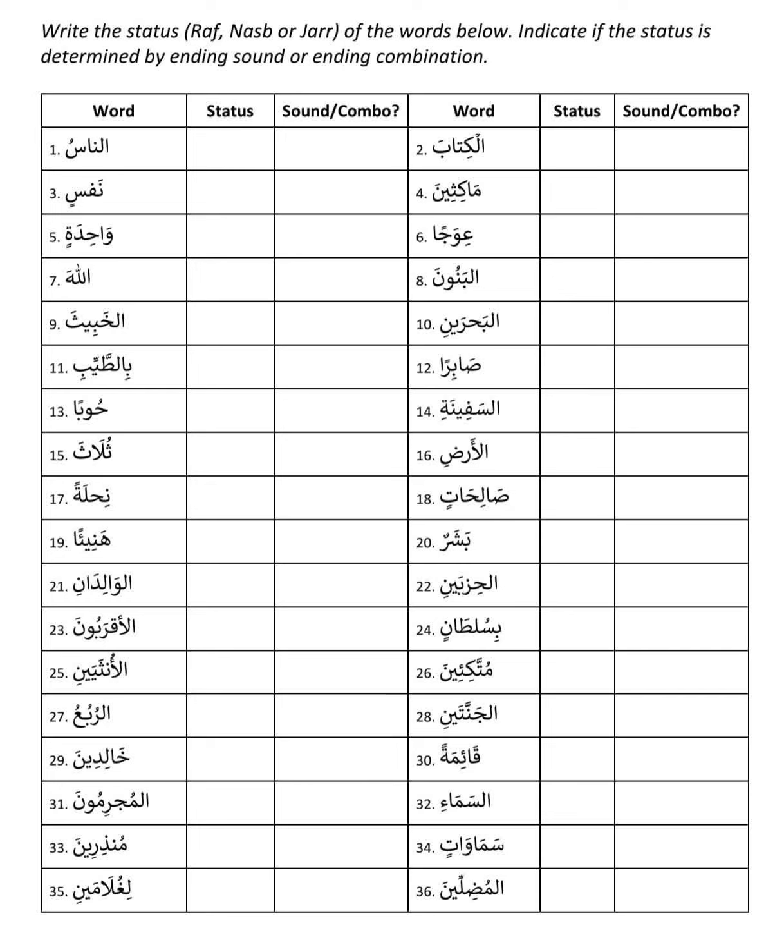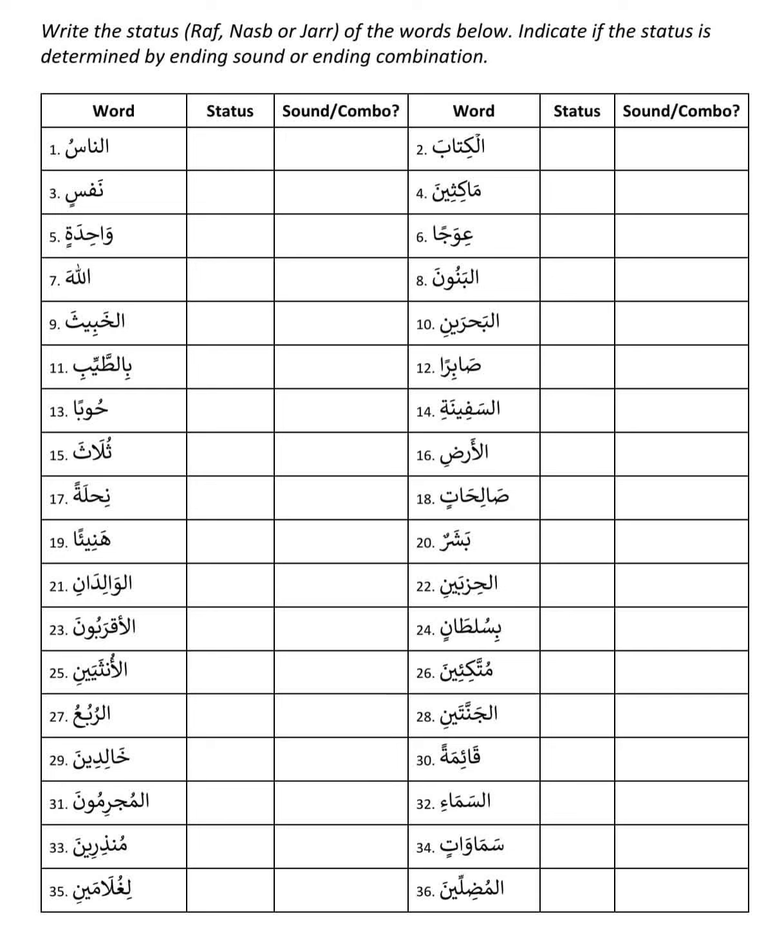Next one is Makithina. This is the first time the combo is coming. Makithina is like Muslimina. Muslimina can be Nasib or Jar; that pattern can be both Nasib and Jar. And it is a combo.